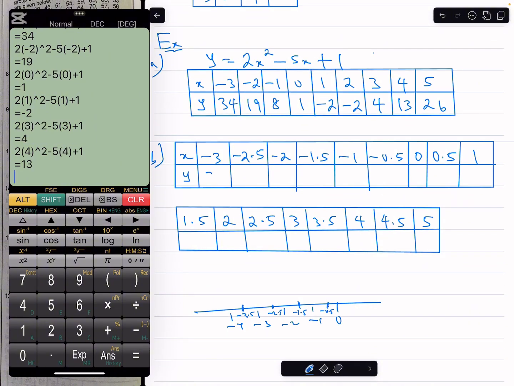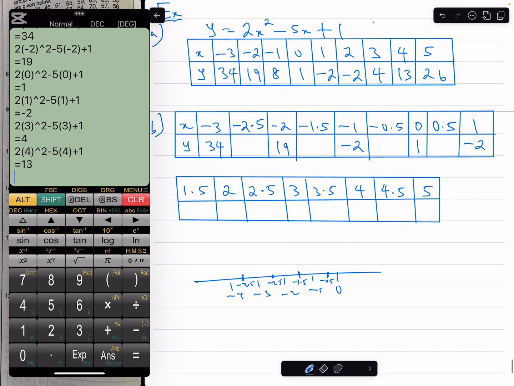When x is minus 3, y is 34. Let's complete that first. When x is minus 2, y is 19. When x is minus 1, y is minus 2. When x is 0, y is 1. When x is 1, y is minus 2. What did I do here? I think I need to check that again. When x is minus 3, y is 34. When x is minus 2, y is 19. When x is minus 1, y is 8, not minus 2.